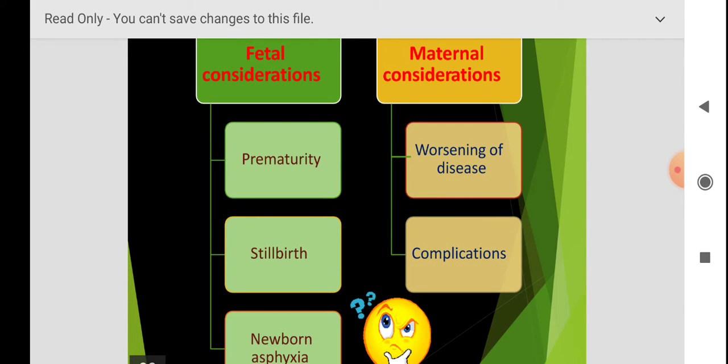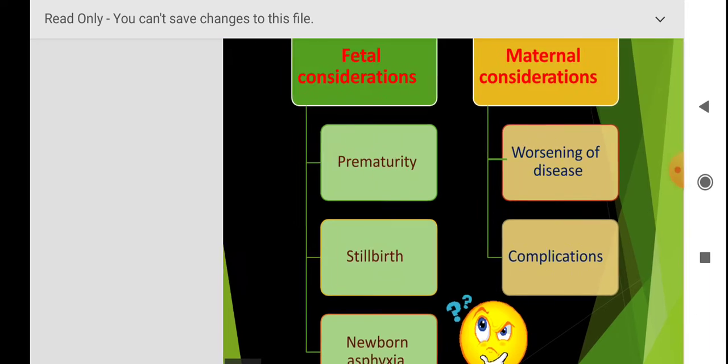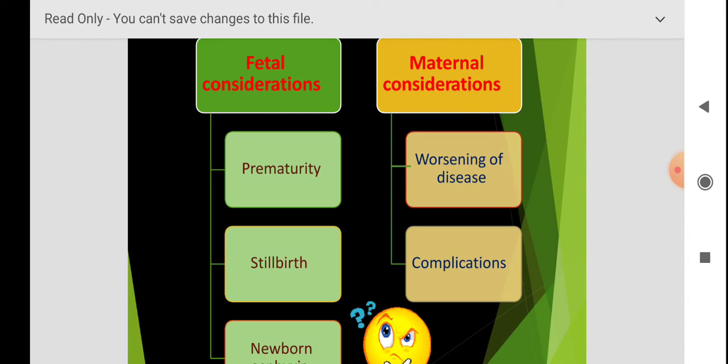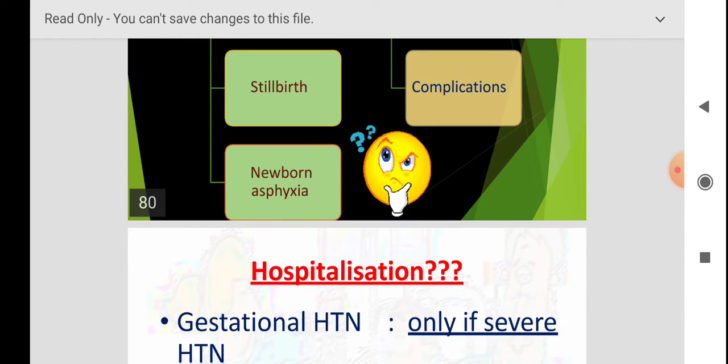Now, what are the considerations while delivering or continuing? You are in a dilemma whether you have to continue or you have to deliver the patient depending upon all your assessment tests. Coming to fetal considerations, if you deliver her before term, then there is a risk of prematurity. But if you want to continue till term, the disease may progress and lead to stillbirth and newborn asphyxia. And in maternal complications, there could be worsening of the disease or development of other multi-organ complications.